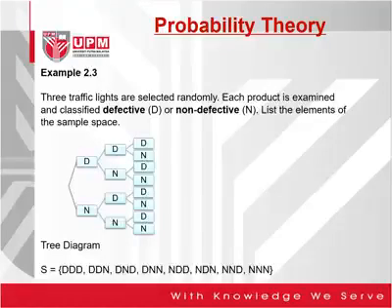So what is the sample space? It can be D, D, D; D, D, N; D, N, D; D, N, N; and so on, until the last one, N, N, N. So when you list them down, you get the sample space.